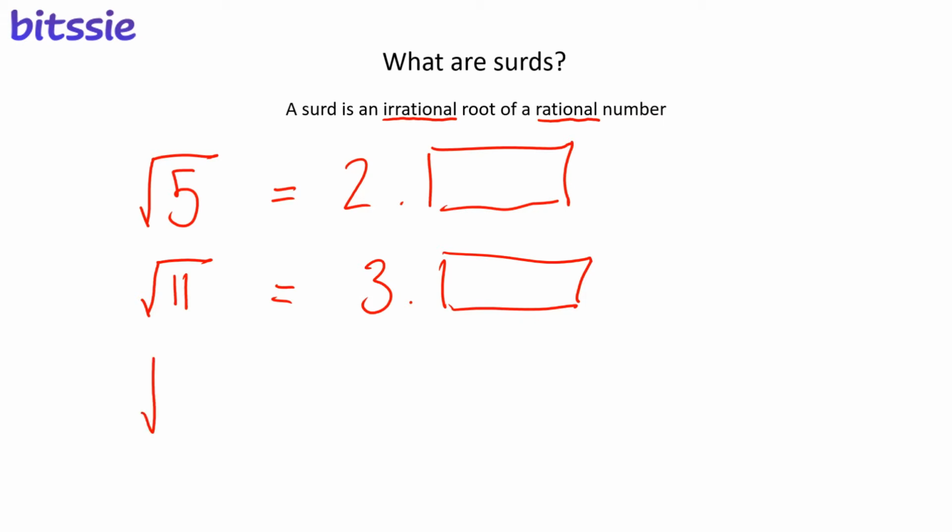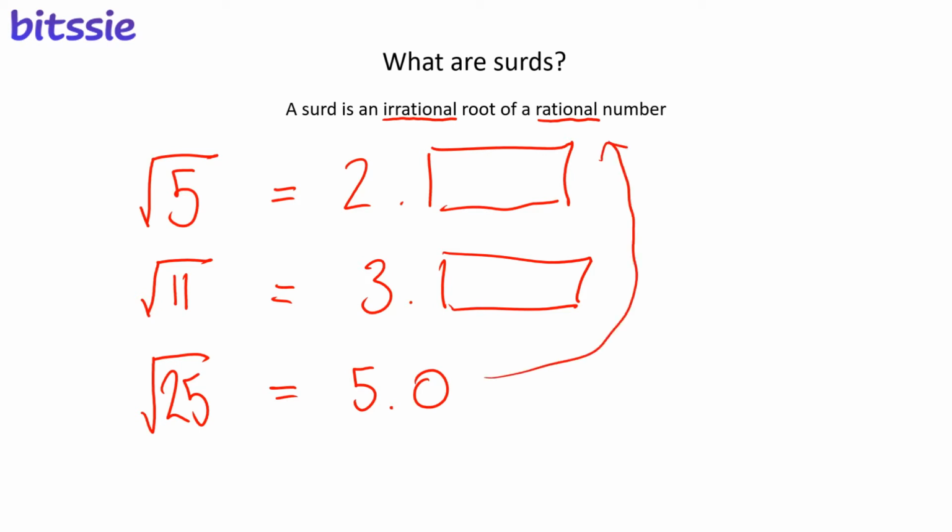However, a number such as the square root of 25 is equal to 5.0. That's it. It stops right there. So when we have a number that can be defined in a finite number of decimal places, we call this a rational number. But when we have one that cannot be defined in a finite number of decimal places, we call this irrational. Hence, a surd is an irrational root, because it goes on forever, of a rational number, since 5 is a rational number.